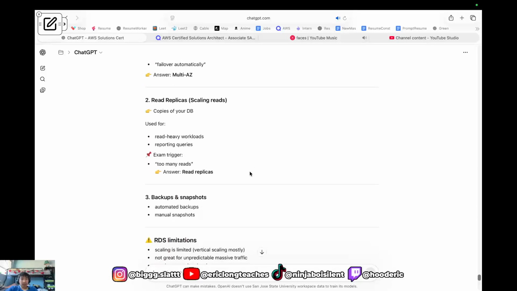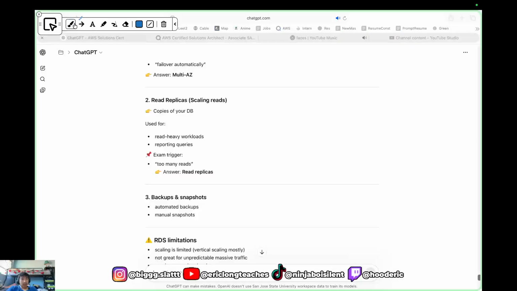Read replicas. So we have also something called read replicas, which are copies of our database. They're for read heavy workloads and reporting queries. Exam trigger: too many reads, read replicas.